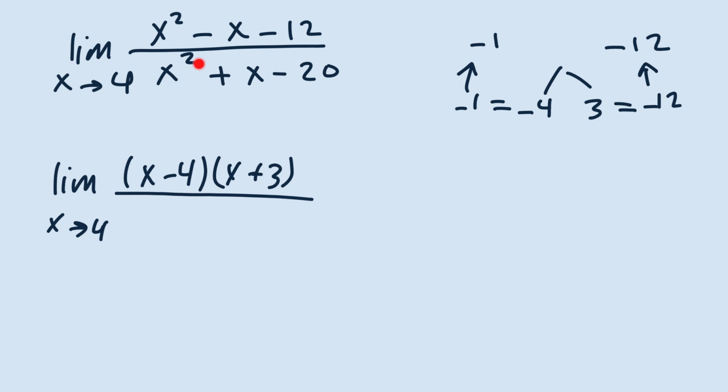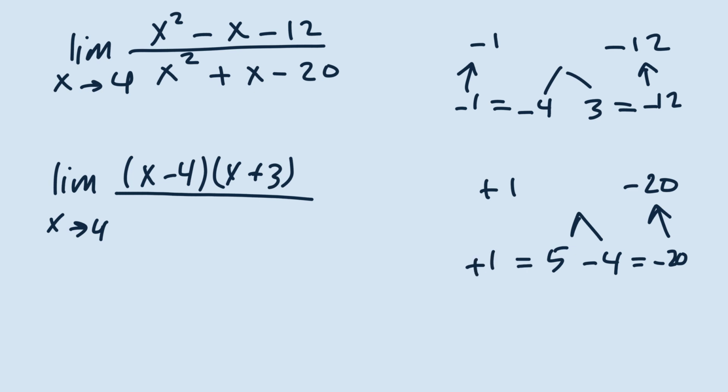Now let us jump to the bottom part. I have to look for two numbers that multiply to give negative 20 and add up to 1. So we have negative 20 and positive 1. So these two numbers would be 5 and negative 4. If I multiply 5 and negative 4, I will get negative 20, which is exactly what we have here. And if we add up these two numbers, we will get positive 1. So our parentheses will have x plus 5 and x minus 4.